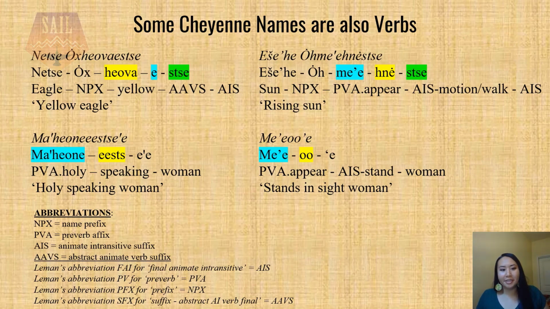So now I want to bring up names. Some Cheyenne names are nouns, but a good number of them are also verbs. I think this is a further indication of how essential verbs are in the language, to be in a name. From a cultural perspective, I remember when I was growing up, my grandparents always used to tell me that I have to live up to my Indian name, Me'aya, which I did include on this slide. It means stands in sight woman, but a more modern translation might be outstanding woman.